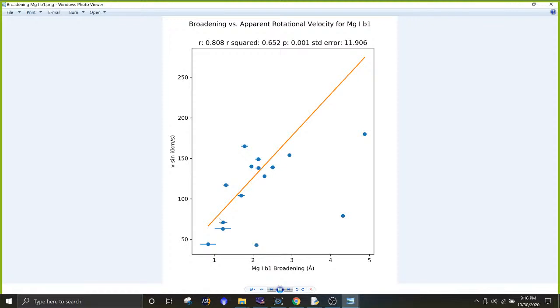But one thing to keep in mind is this is apparent rotational velocity. The thing is, we don't know what way the star's axis is pointed. We can only guess the velocity we see, but it could be a little less than it actually is, based on how we're looking at the star.